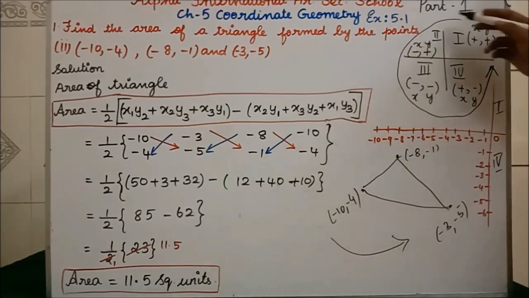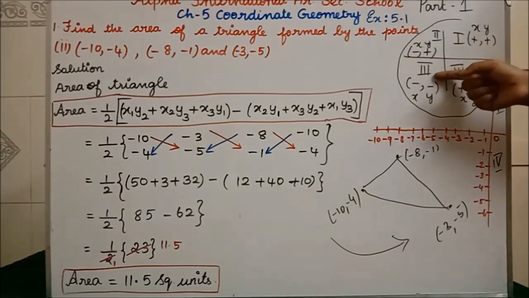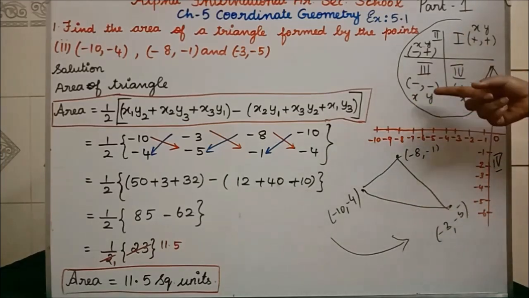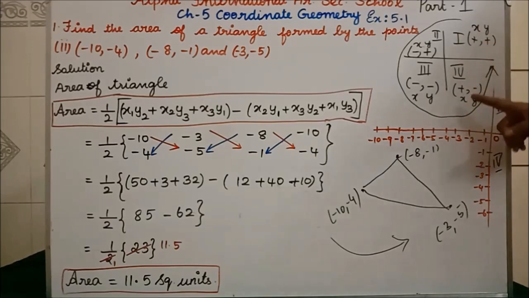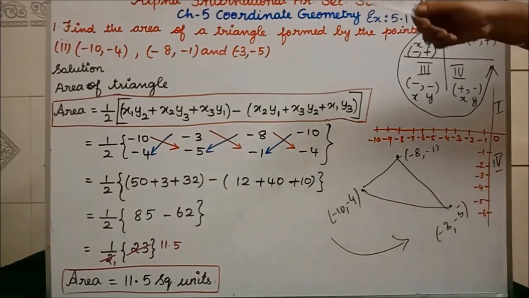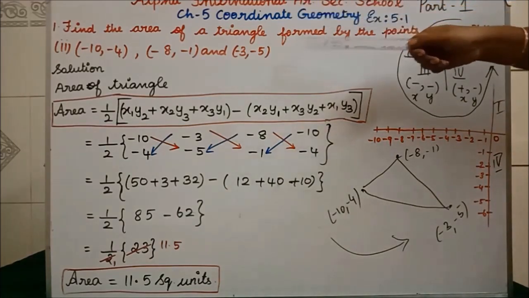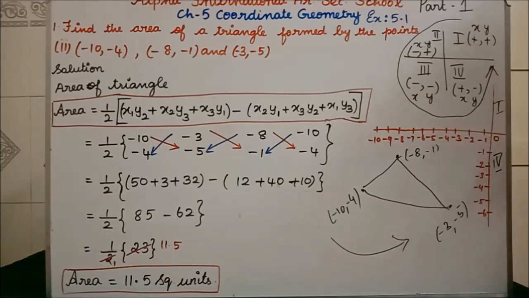Can you understand? You have to come in the anti-clockwise direction. Clockwise means it will rotate like this only. No, you are going to come in the anti-clockwise direction. In the third quadrant, both x and y will be minus. In the fourth quadrant, x will be positive and y will be negative. Clear? Now you see, all the points in the question are minus, minus. Minus, minus we have only in the third quadrant. See, x is also minus, y is also minus.